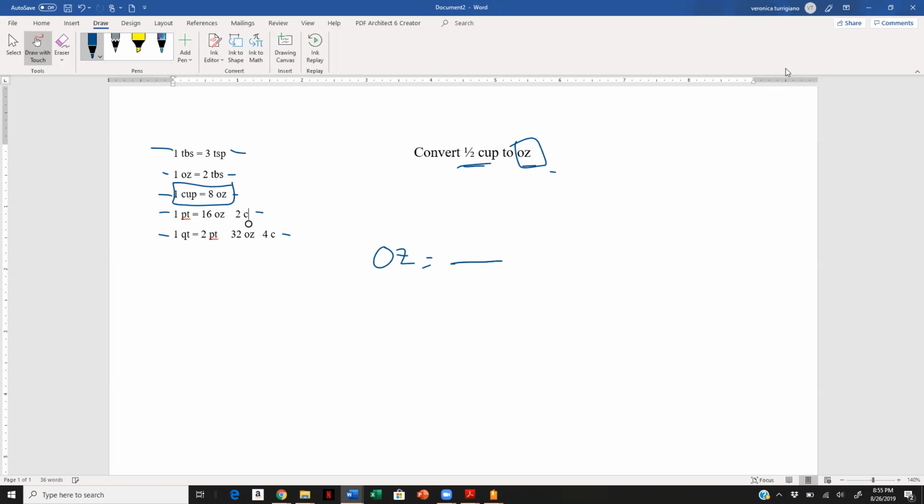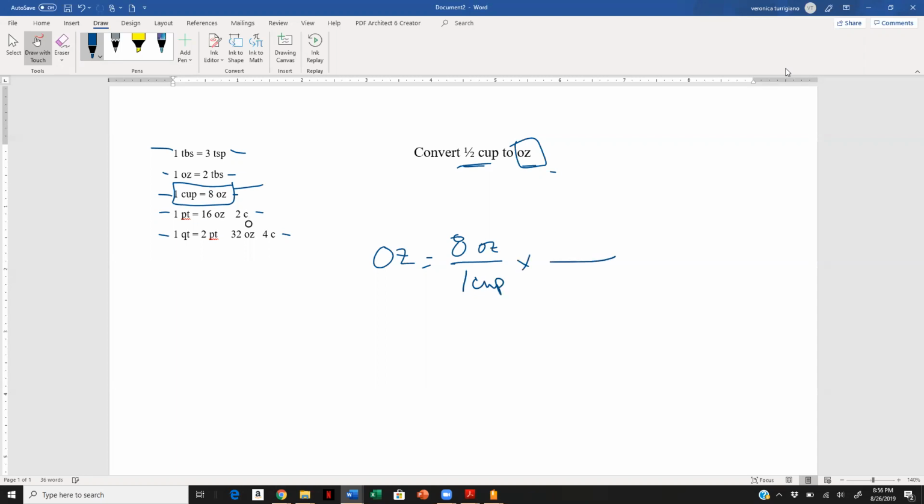Now our first fraction needs to have ounce in the numerator, in the top part of the fraction. So with our conversion factor right here, we know that 8 ounces is equal to 1 cup. So that's our first fraction.